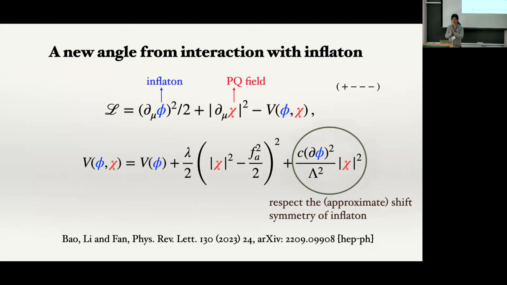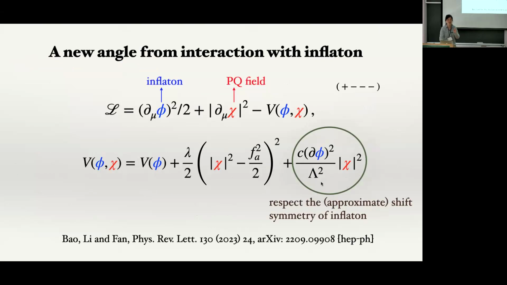I just want to make a comment based on my own research: this canonical story actually just assumes that the PQ field in which the axion lives doesn't interact with the inflaton. The story could get more complicated and interesting if you write down the simplest interaction you could have between this PQ field and the inflaton. So here is just a simple toy model.